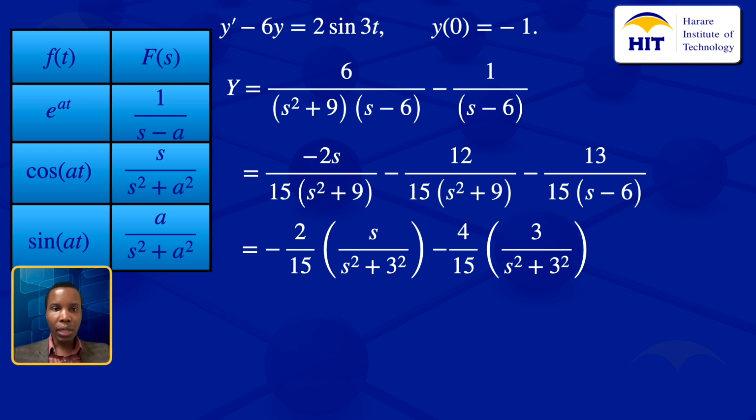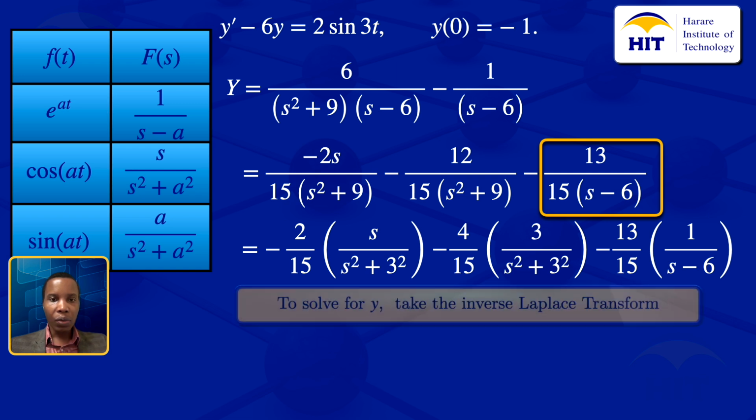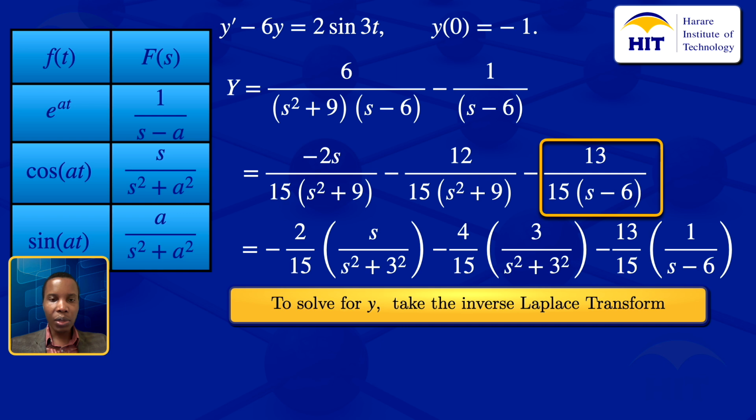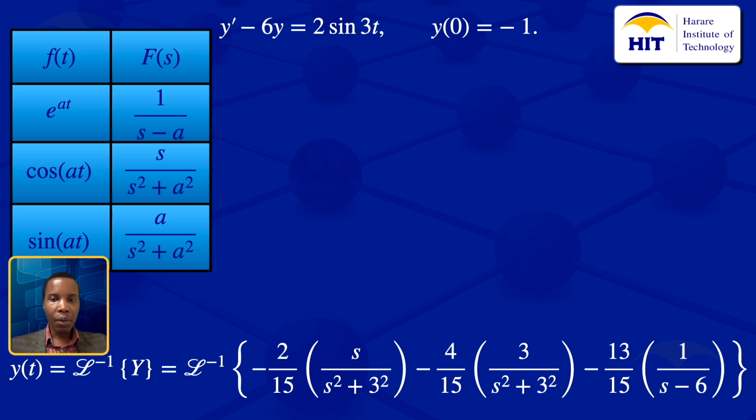And then for the last part, this one here, we see that it is similar to the Laplace transform of exponent of at. So we can just factor out the 13 there so that we remain with the 1. So it will be minus 13 over 15 multiplied by 1 divided by s minus 6. So for us to solve for y, we then go on and take the inverse Laplace transform. So we would have that our y of t is equal to the inverse Laplace transform of Y, which is equal to the inverse Laplace transform of the Y that we have just written here. So that is how we get our solution there.